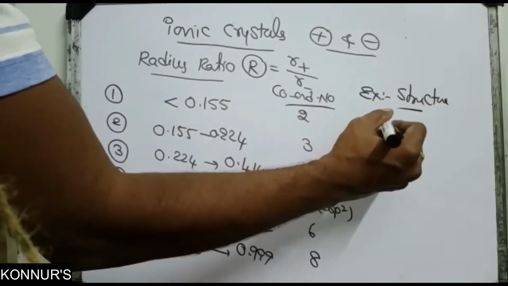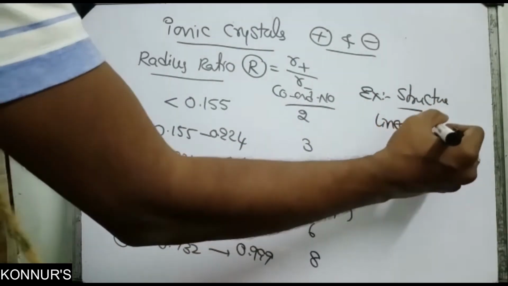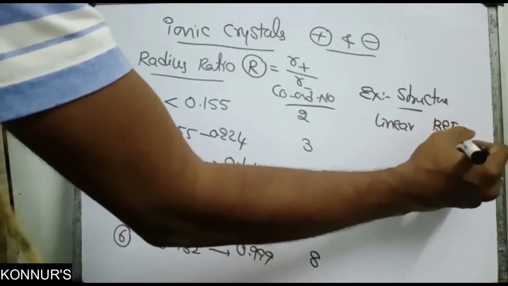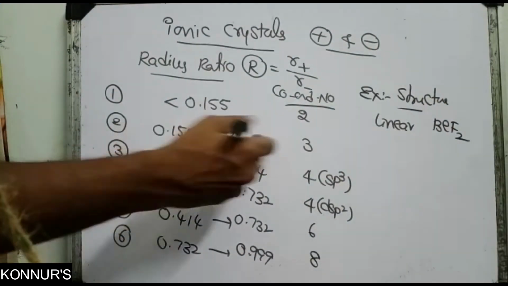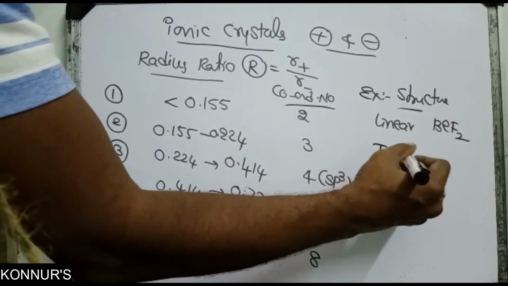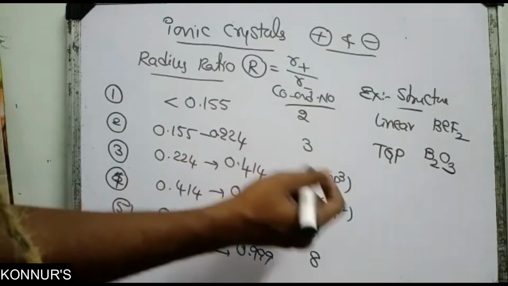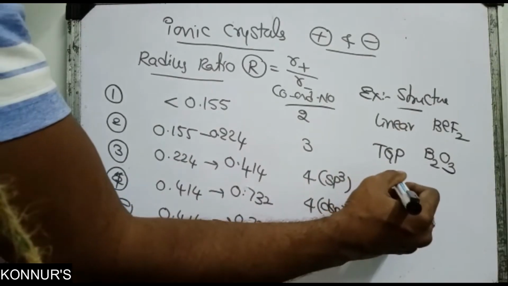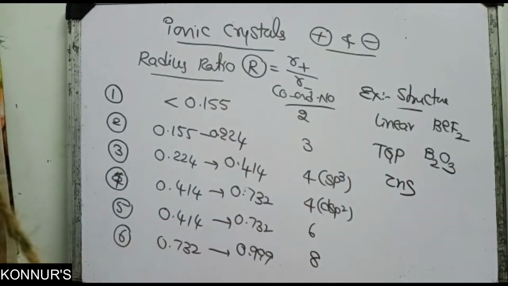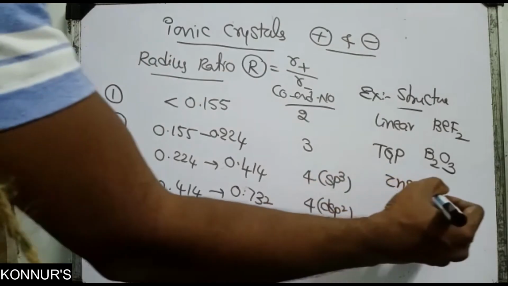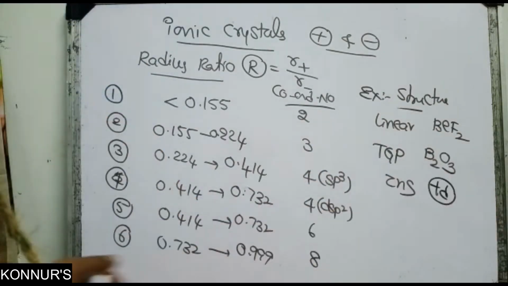So coordination number 2 means what? Linear, so you take BeF2. Next, 3 is trigonal planar, so you take B2O3. Next, tetrahedral. Tetrahedral means zinc sulfide. Zinc sulfide is the best example of tetrahedral.